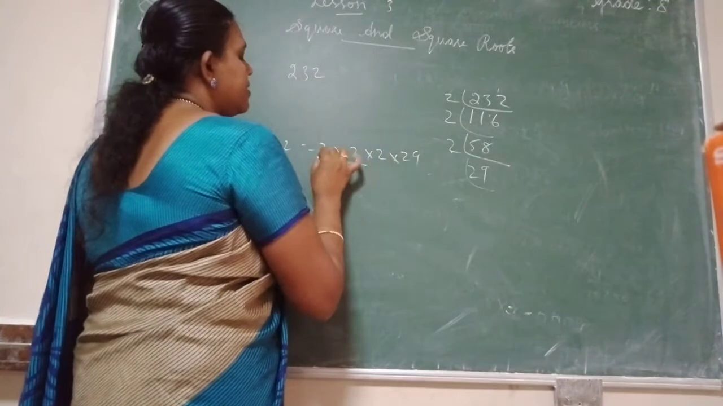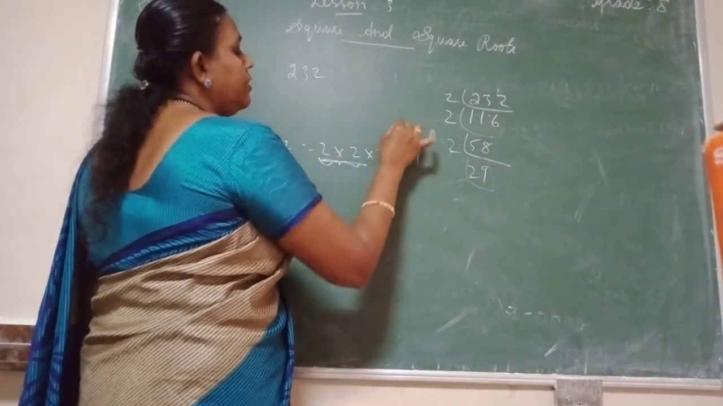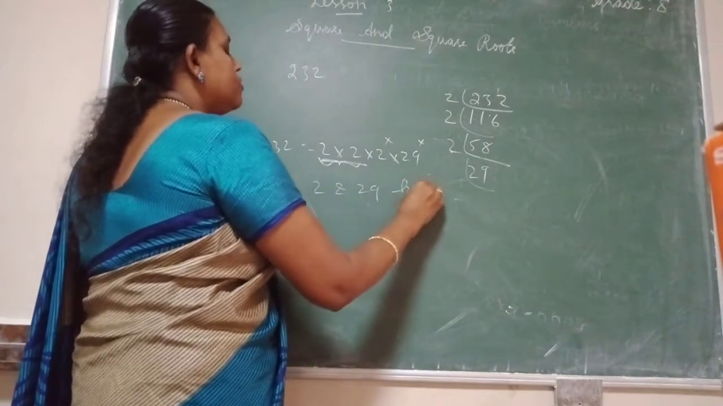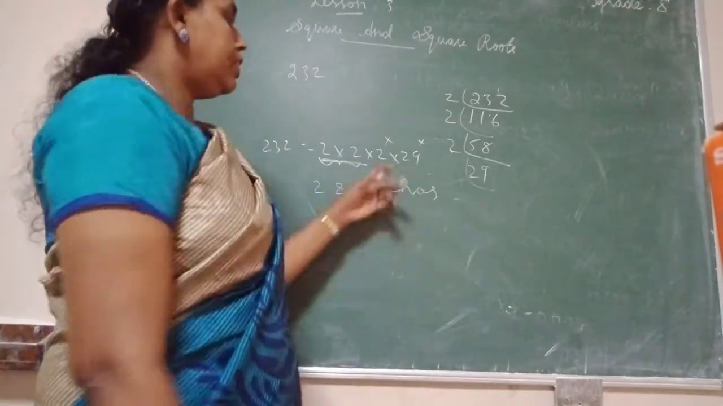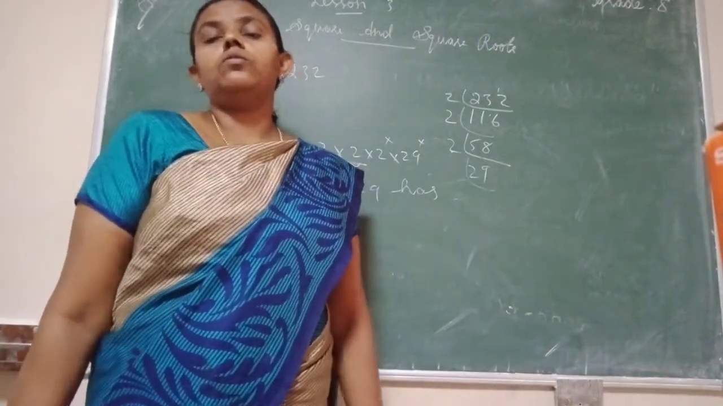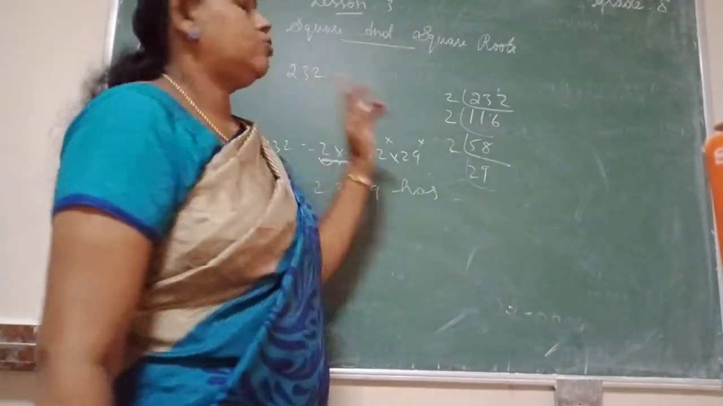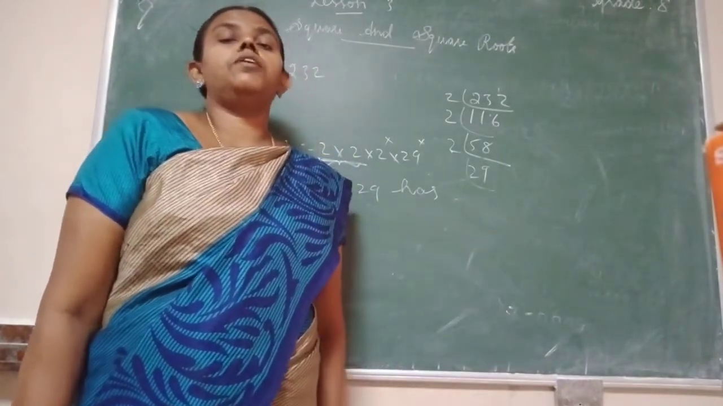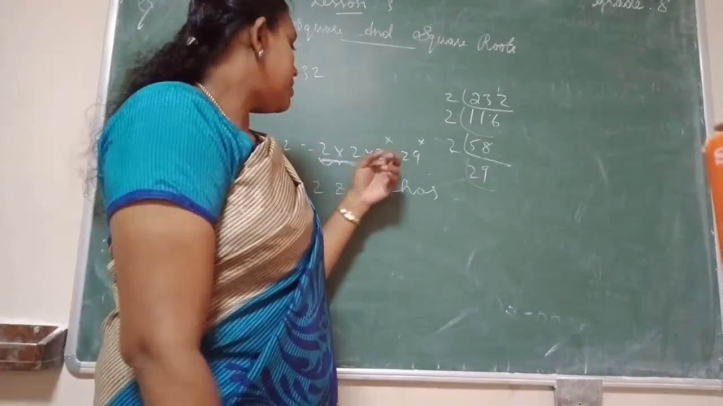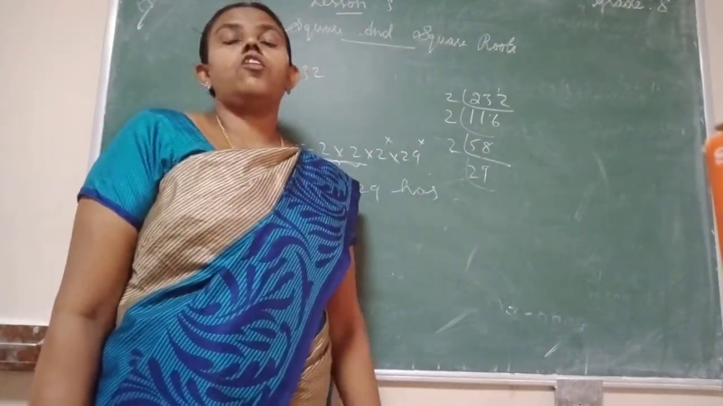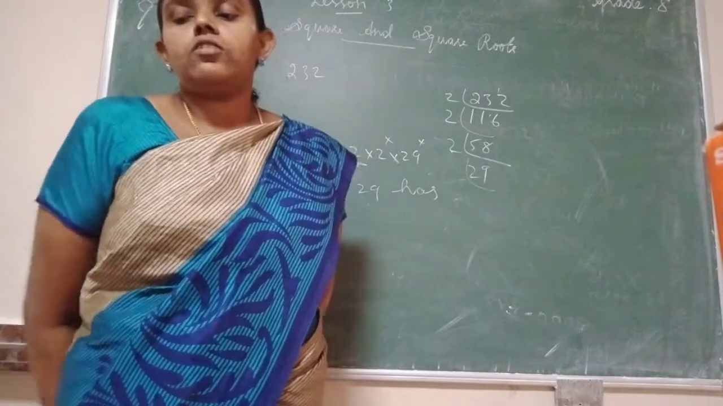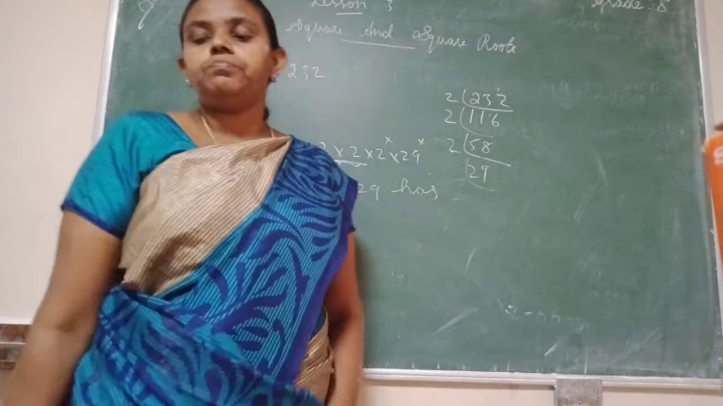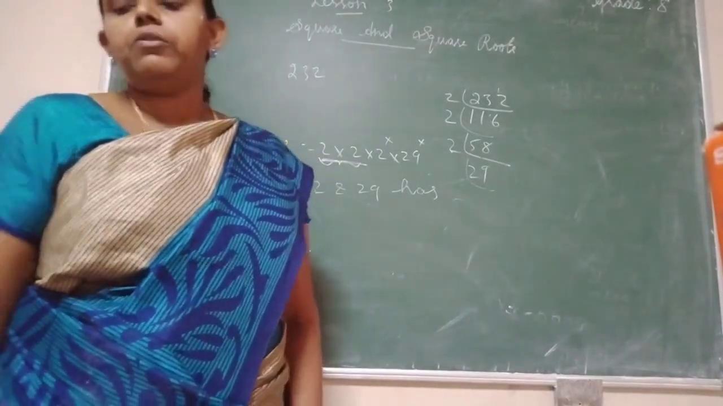So I can pair these 2s. I don't have any pair for 2 and 29. So 2 and 29 have no pair. So I can say 232 is not a perfect square. So if all the numbers occur in pairs, I can say it is a perfect square. If any number is left out without occurring in a pair, it is not a perfect square. Okay. So next, example 4.